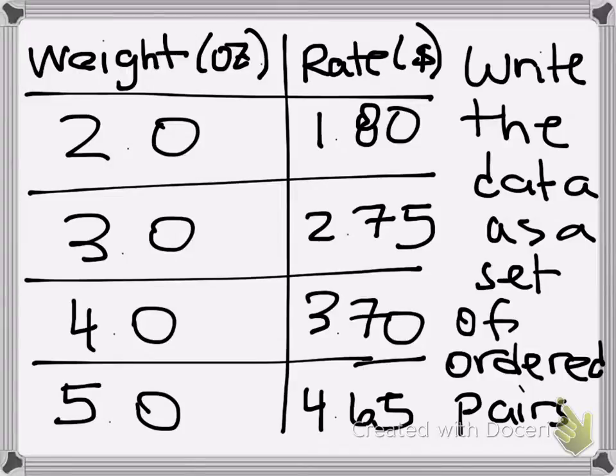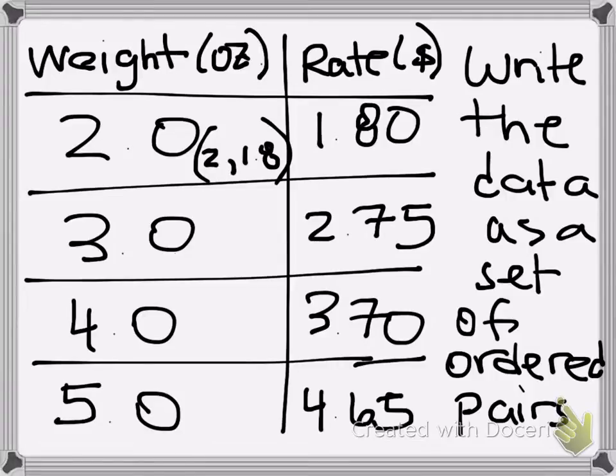So if I think about the weight of a package, the weight is not going to depend on the rate that it costs to ship. The rate that it costs to ship is going to depend on the weight of the package. So since the rate is dependent, and we talked about how the dependent variable is always y, the rate numbers are our y's. So if I were to make these into ordered pairs, I basically would just take the first number, comma, the second number, and put it in parentheses. And I'd continue to do that for each one.